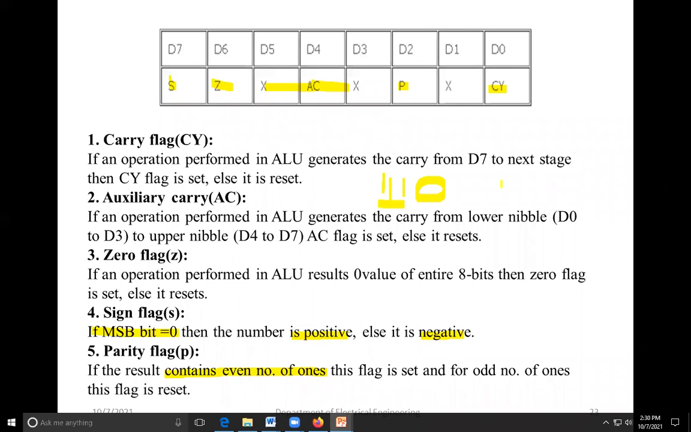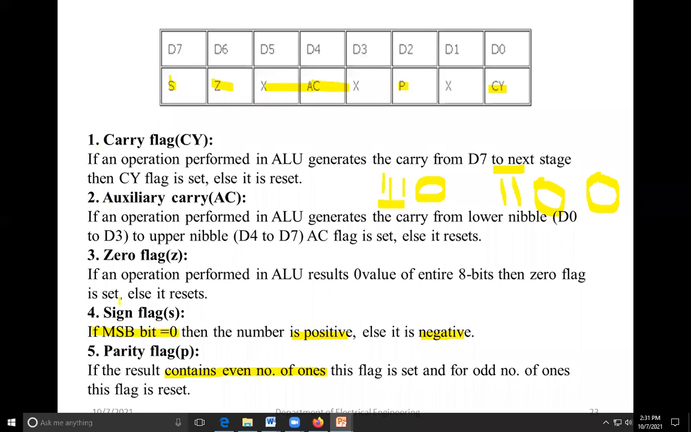And if our result is 1 1 0 0, then these two ones are an even number. So the parity flag will be 1. Means if your result contains an even number of ones, then the parity flag is set. And if your result has an odd number of ones, then the parity flag will be reset. You must remember these things.